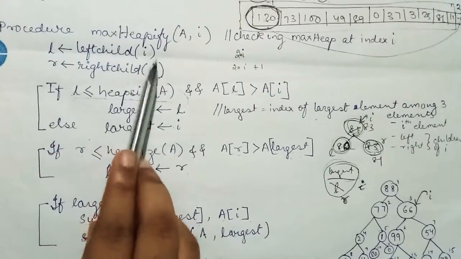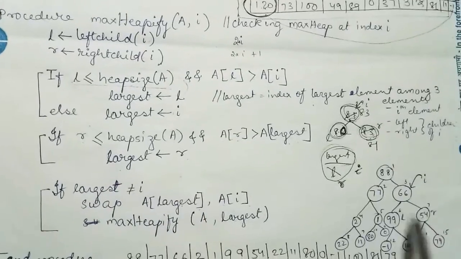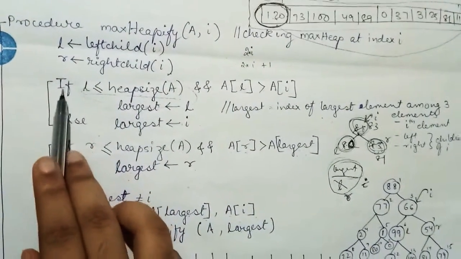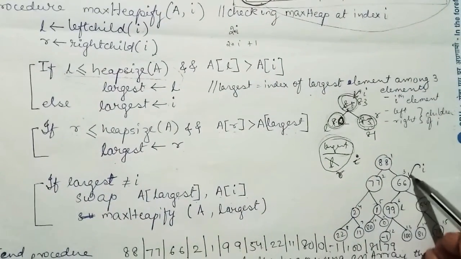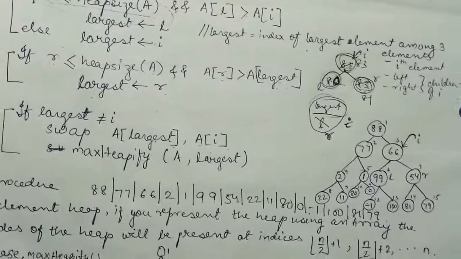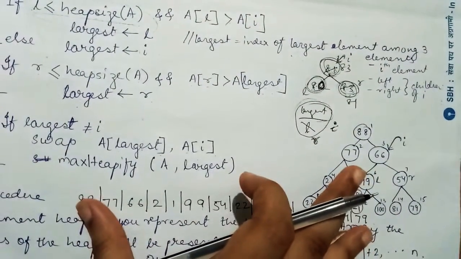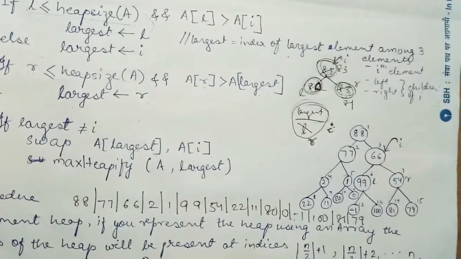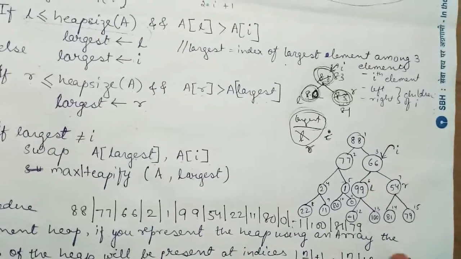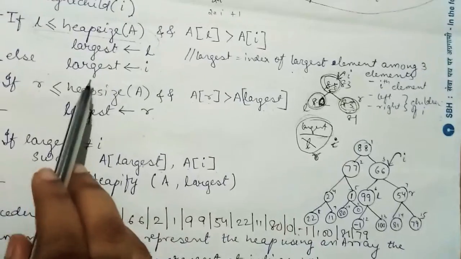So now L is the left child of I, that is, this is L, this is R. L equals 6, R equals 7. If L is less than the heap size, now what is my heap size here? This is my index, and my heap size is the whole array. In further videos of heap sort, we will see when we have to change the heap size. So here this whole thing is my heap size, that is, 15 is my heap size.